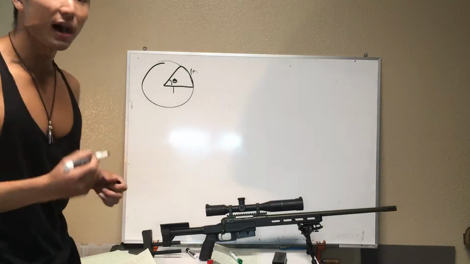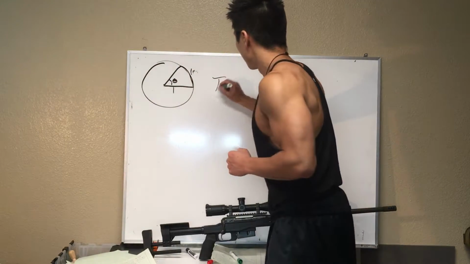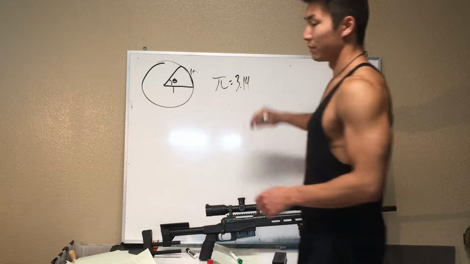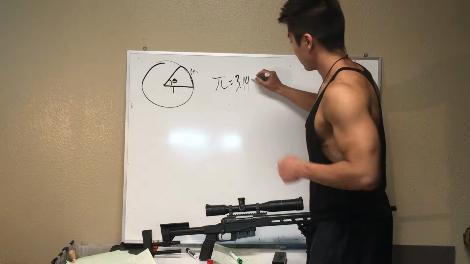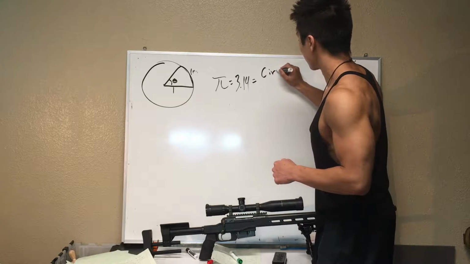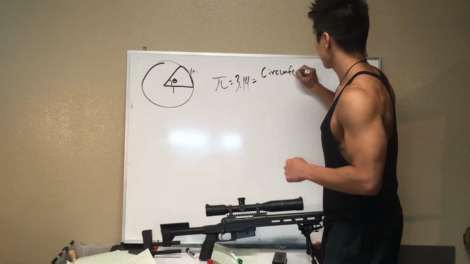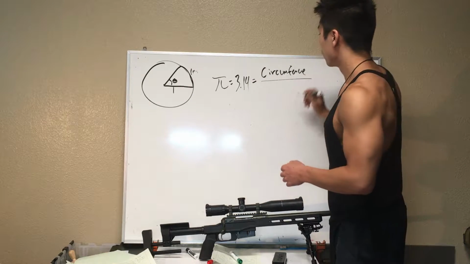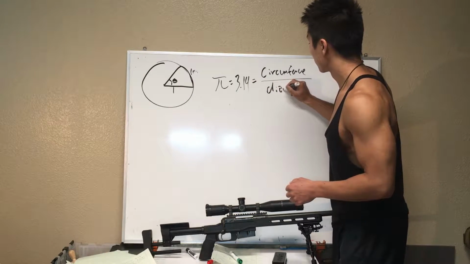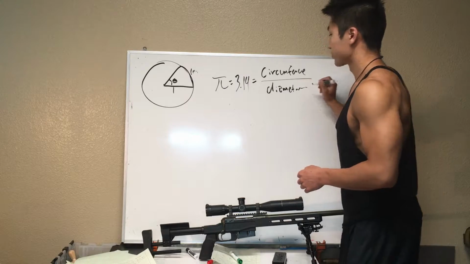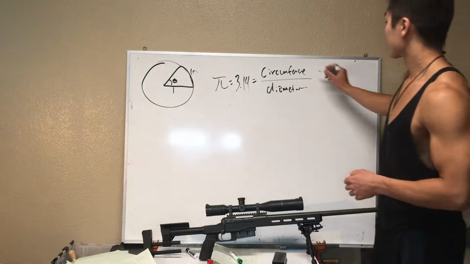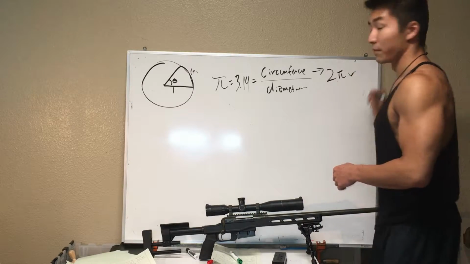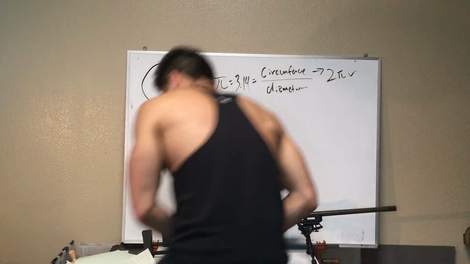Now, knowing that pi is a ratio, some people would think 3.14 and so on. It's just a ratio of the circumference of a circle over the diameter of the circle. So when we know that the circumference is 2 pi r, I'm not going to derive that today.